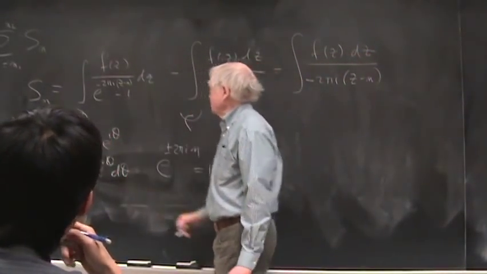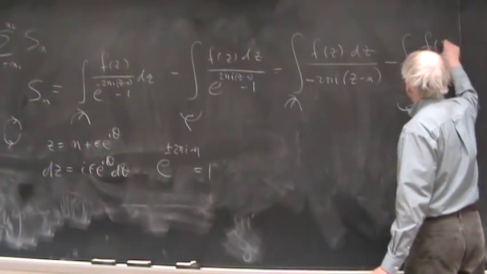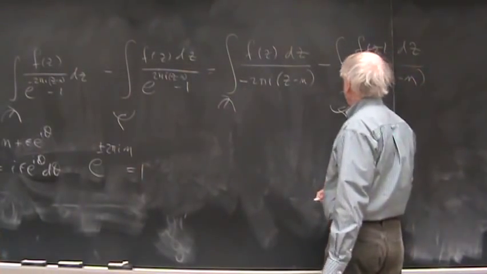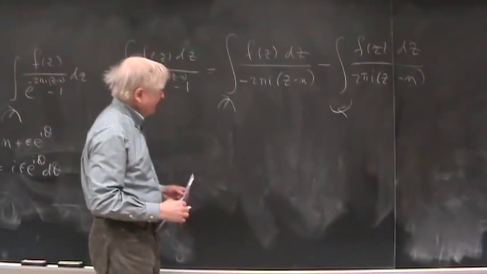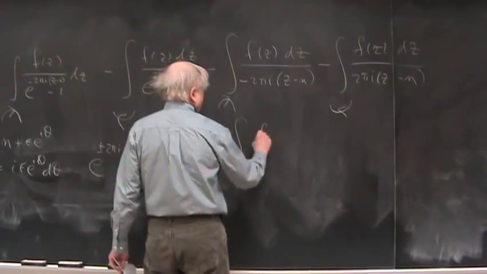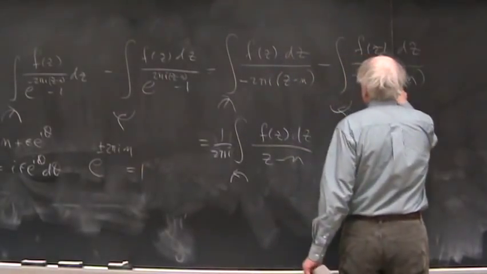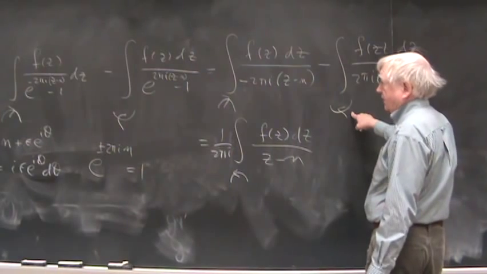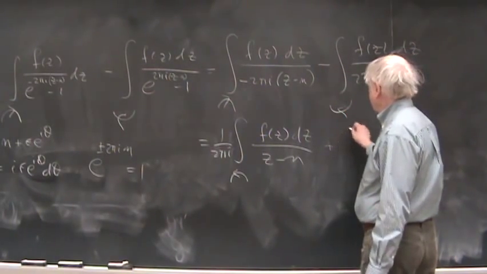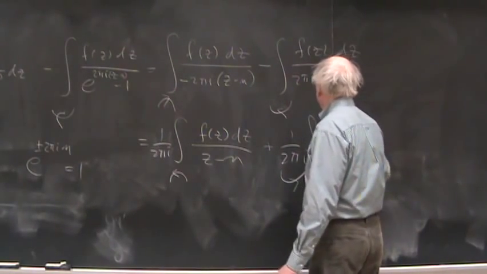Actually, I don't even need to do this. I'll just use Cauchy's theorem. So now we have f of z dz. Now in this case, this is 2 pi i (z minus n). Again, the 1 cancels. And so because of this minus sign, this is then the counterclockwise upper integral of f of z dz, 1 over 2 pi i (z minus n). And then this one is, hold on, I've got something wrong. Yeah, that one's that. And now the minus sign can reverse this, so we get plus 1 over 2 pi i, going this way now, the integral of f of z dz over z minus n.